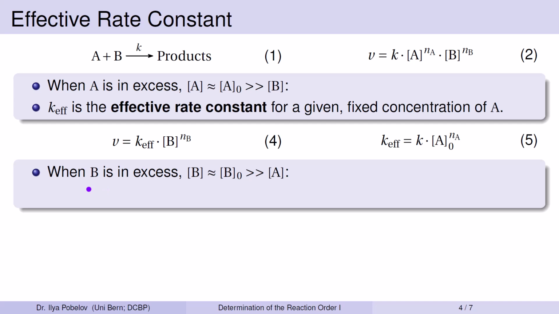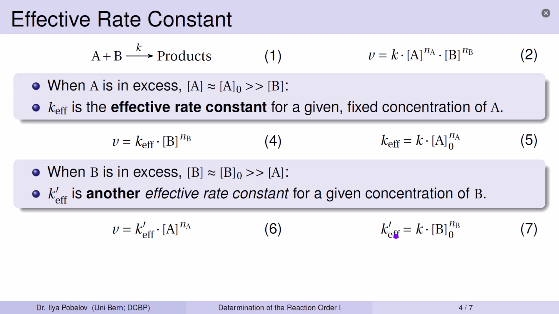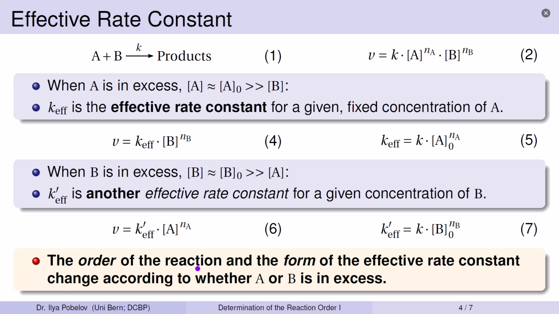If, instead, the concentration of B is in large excess and hence effectively constant, then the original rate law simplifies to V equals K prime F times the concentration of A to the power of Na. Here, K prime F is another effective rate constant corresponding to the given concentration of B. Note that the order of the reaction and the form of the effective rate constant change according to whether A or B is in excess.